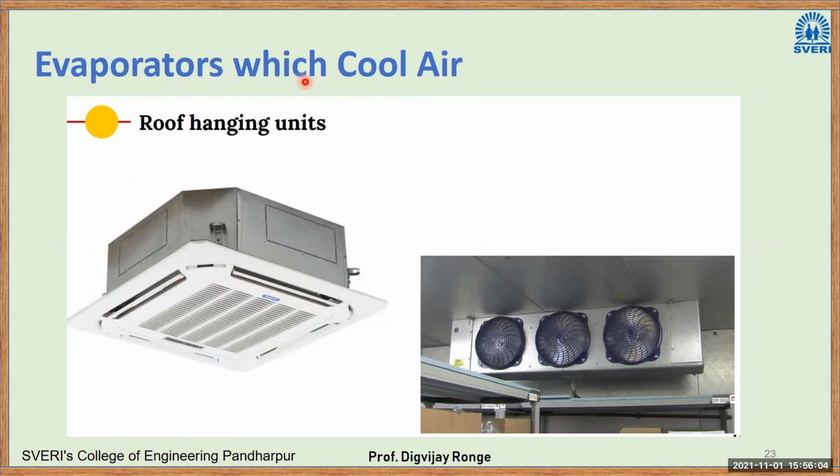Then evaporators. If you see the air conditioning units, in that case, roof hanging units are there, diffusers are there. So these are one type of evaporators. If you take the example of split AC, the inside section, what you see inside the room, that is an evaporator, plus other components. The outside section of the AC is comprised of condenser and compressor. Okay.